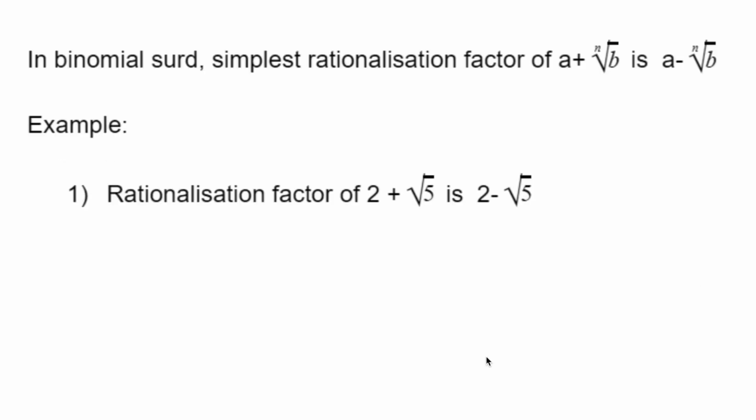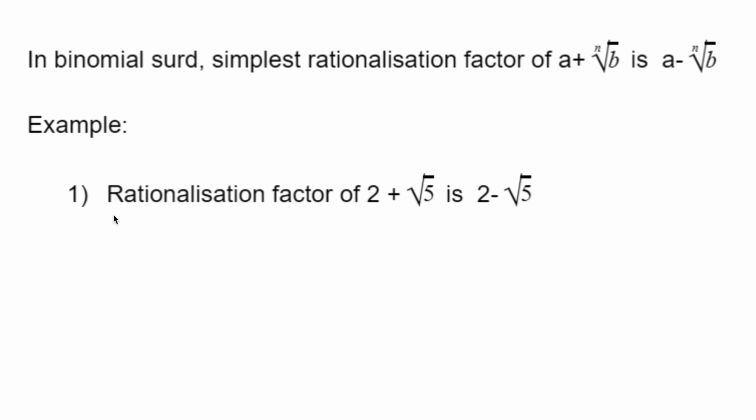Now the second example is the binomial surd. The simplest rationalization factor of a plus root b to the power n is a minus root b to the power n. Let's take an example. The rationalization factor of 2 plus under the root 5 is 2 minus under the root 5, as written here as a formula.